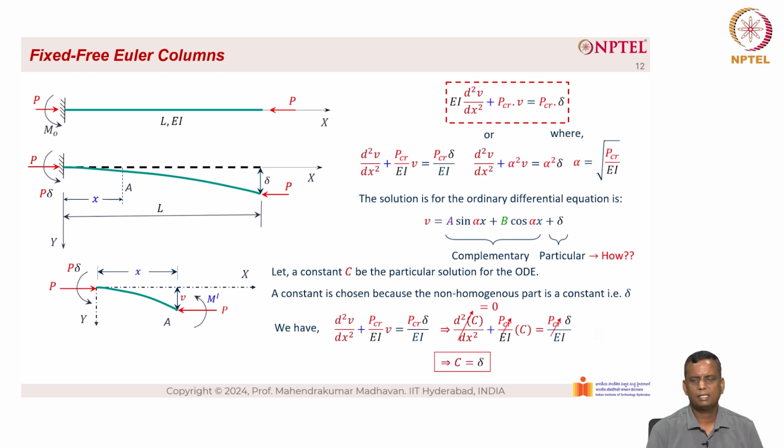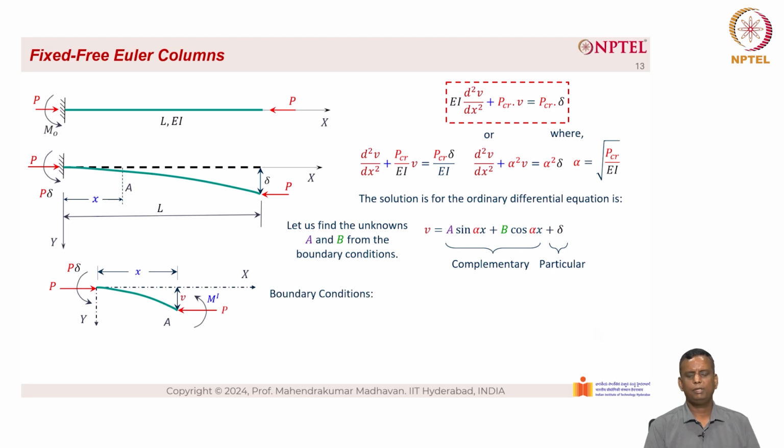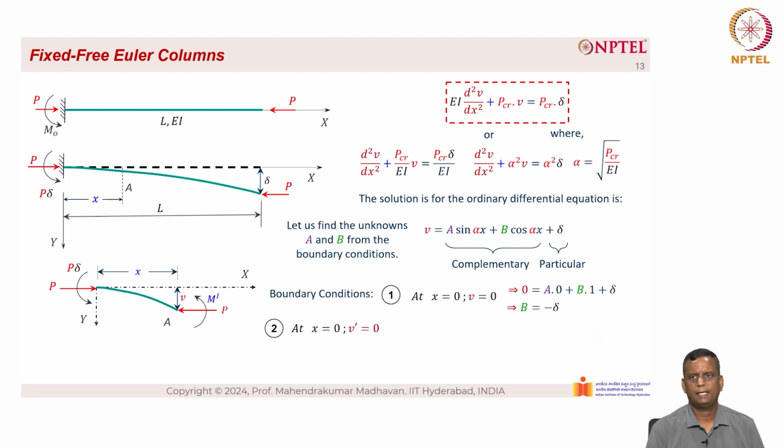So we get cancelled, which implies C equal to delta. So now we get V equal to A sin alpha x plus B cos alpha x plus delta. Now let us find the unknowns A and B from the boundary conditions. The boundary condition 1: at x equal to 0, we have V equal to 0, which means 0 equal to A into 0, because sin 0 is 0, plus B into 1, because cos 0 equal to 1, plus delta. So we have B equal to minus delta.